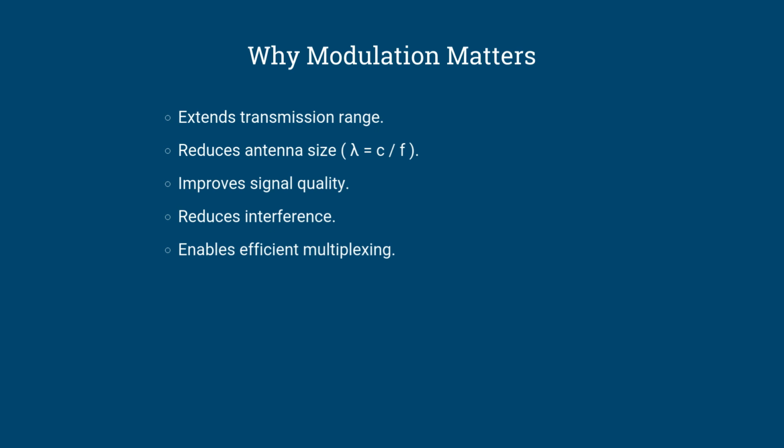Third, it improves signal quality by reducing baseband noise. Fourth, it reduces interference between different signals. Finally, modulation enables multiplexing, which allows multiple signals to share the same medium. Without modulation, practical wireless communication would be physically impossible.